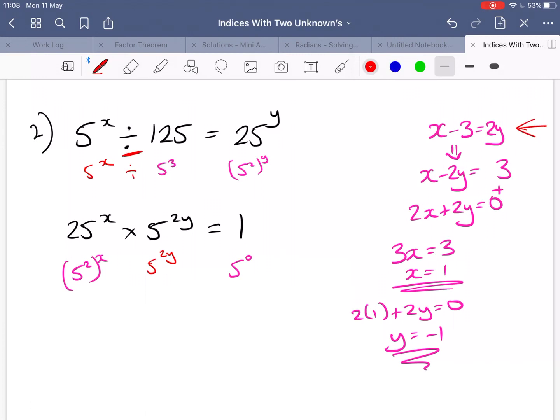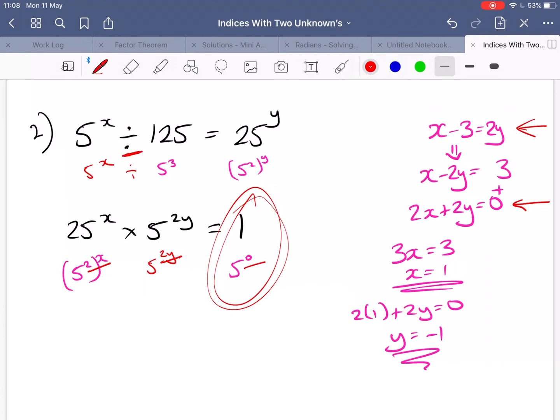Second equation, 5 squared to the power of x is going to be 5 to the 2x, times 5 to the 2y equals 1. Now remember, this is one that catches everyone out. How can I write 1 as 5 to the power of? You can write it as 5 to the power of 0. So the equation you're going to get is 2x plus 2y equals 0. So this is the equation for the second one.